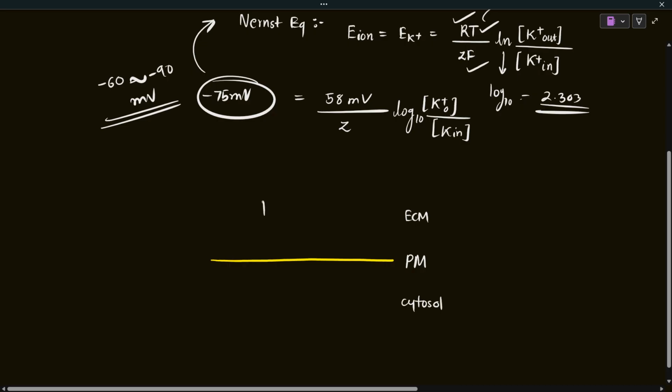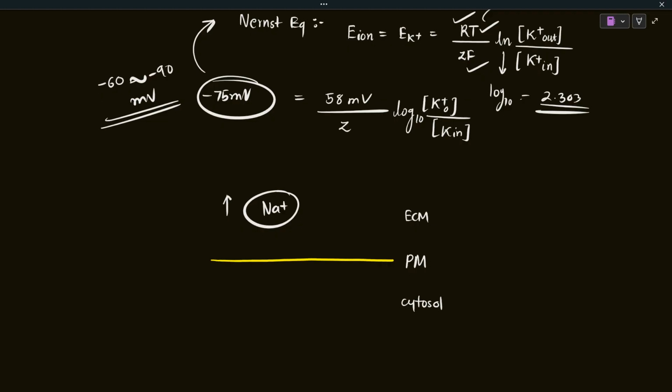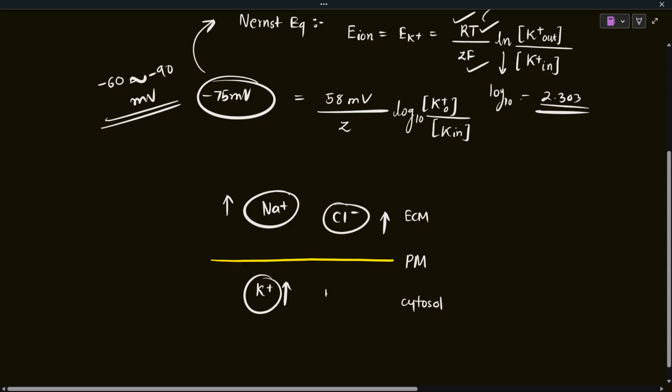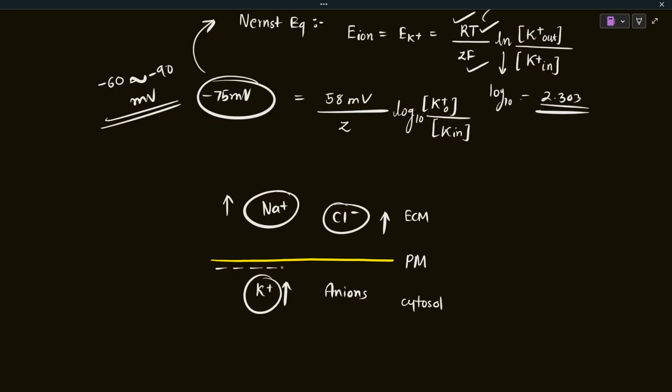Okay, so on the extracellular matrix, the concentration of sodium ions will be high and the concentration of chloride ions will be high compared to what we have inside the cell. Inside the cell there will be a higher concentration of potassium ions and a lot of anions which cannot leave the plasma membrane. They cannot leave the cell because the plasma membrane is totally impermeable to anions, and that is why a negative charge builds up on the inside of the cell while a positive charge builds up outside the cell. So this is the scenario when the cell is at rest.